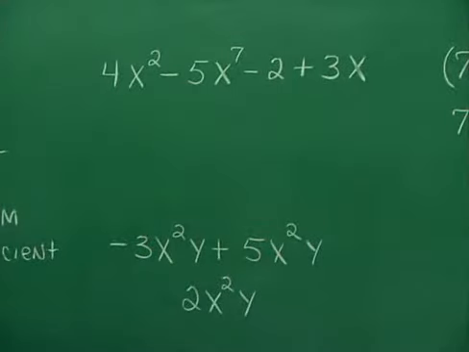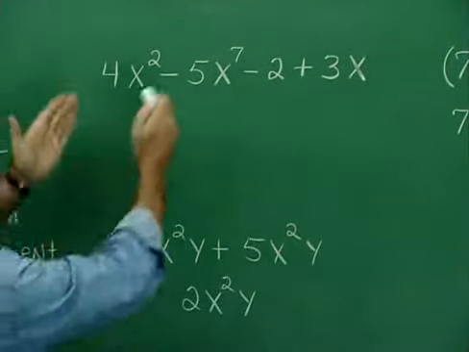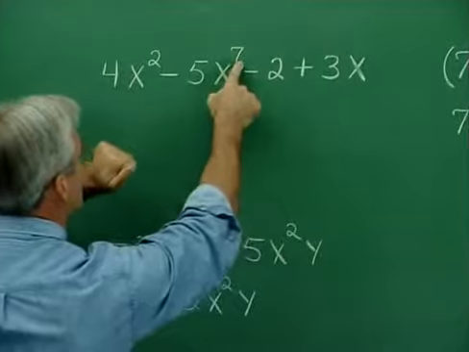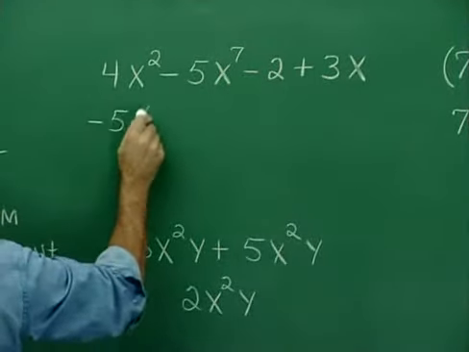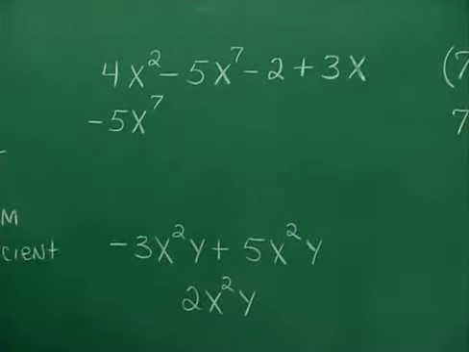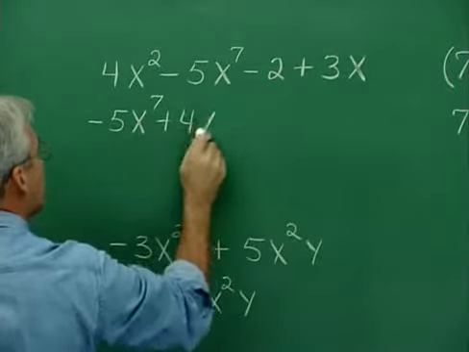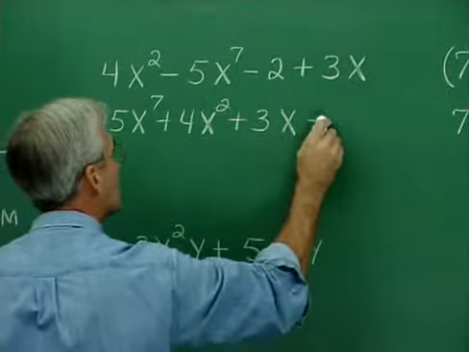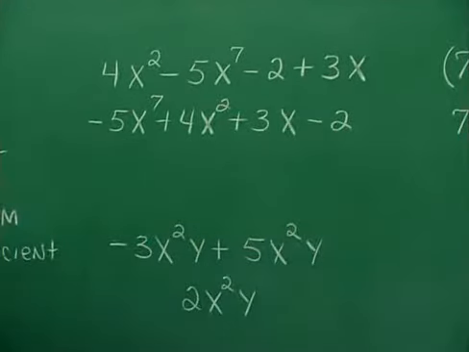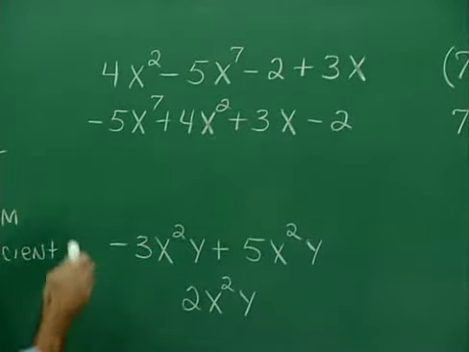Suppose we want to write this polynomial in standard form. We would write the term of highest degree first. We would look through and see that this is the largest exponent on a variable, and so we would write the -5 x to the 7th as the leading term, and then the term of next degree, let's see, that would be this one, and then the 3x, and then the constant -2. So this is a 7th degree polynomial, and the leading coefficient is -5.